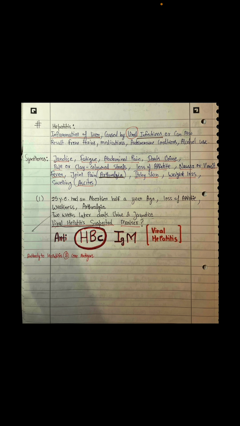Jaundice, because it is a problem related to the liver, fatigue, abdominal pain, dark urine, pale or clay colored stools, loss of appetite, nausea, vomiting, fever, joint pain which is termed arthralgia, and itchy skin. Weight loss can be there or not, depending on the severity, however it is not a typical or hallmark finding for hepatitis. Swelling and ascites will be there, like fluid collection in parts of the body.